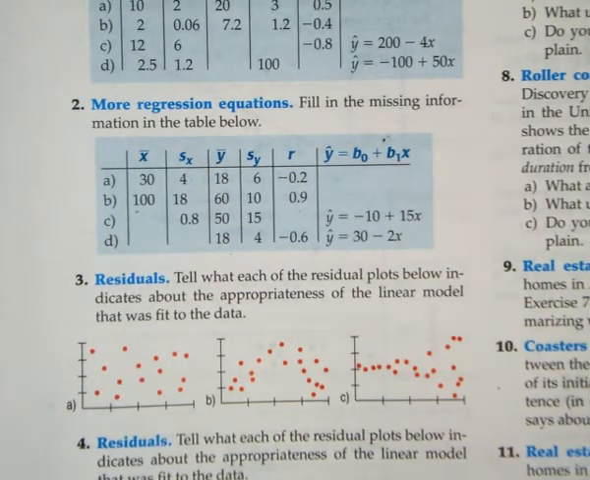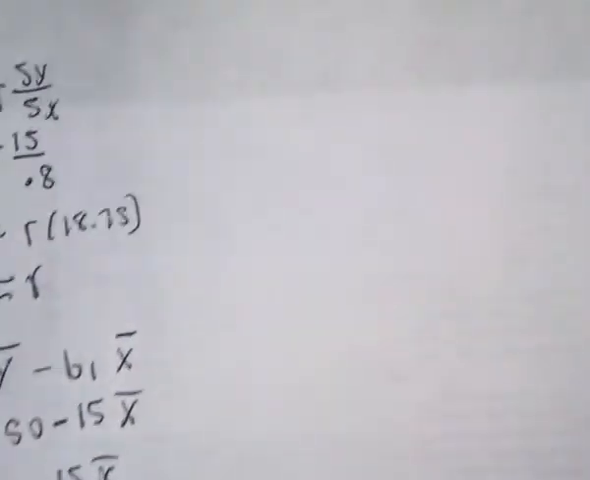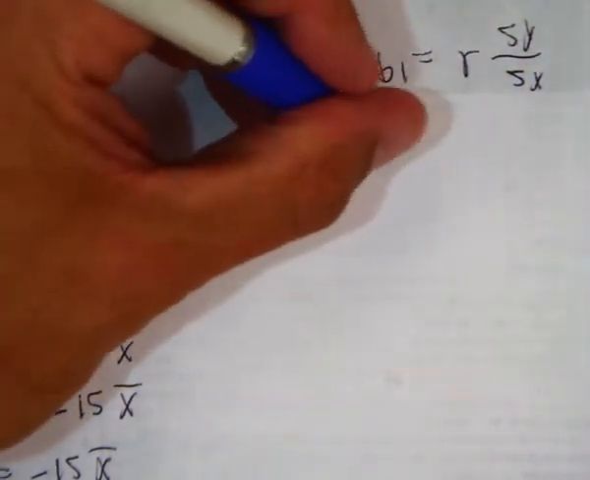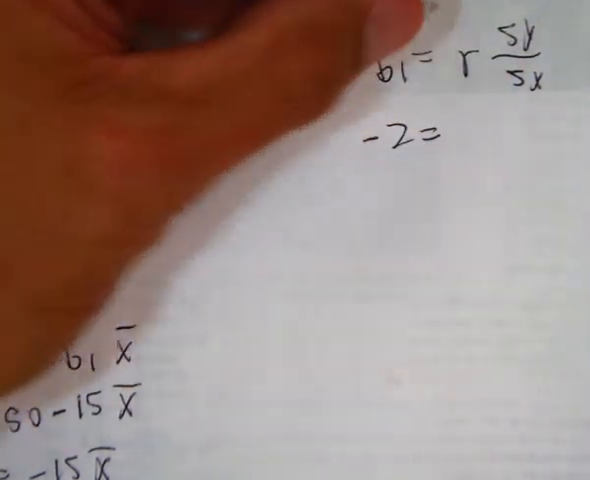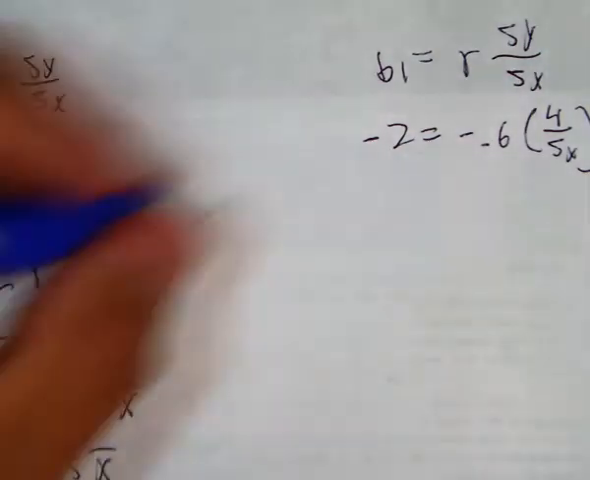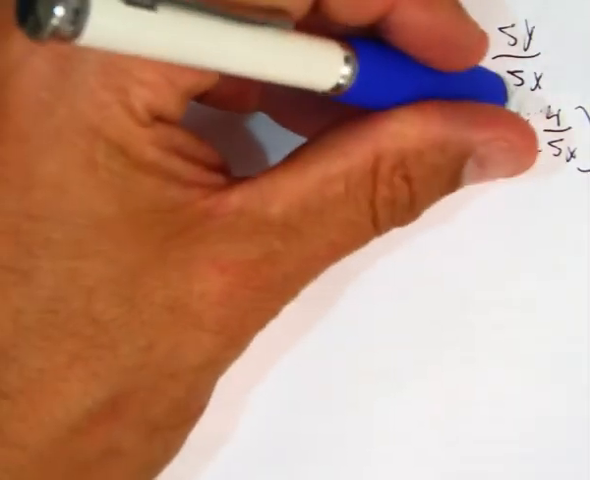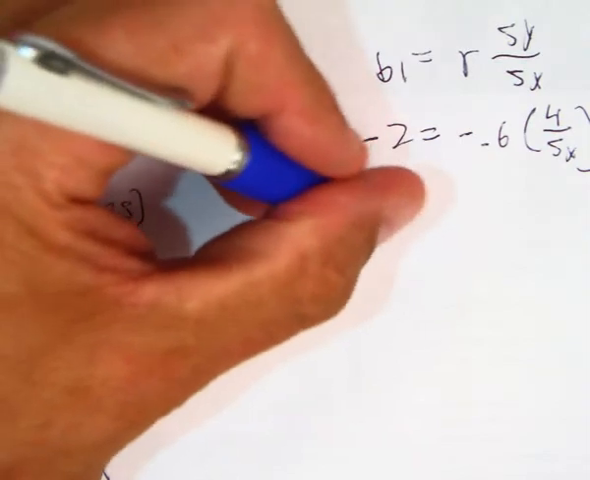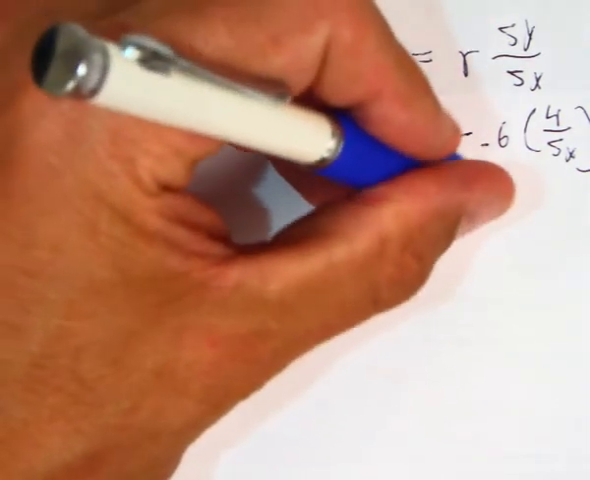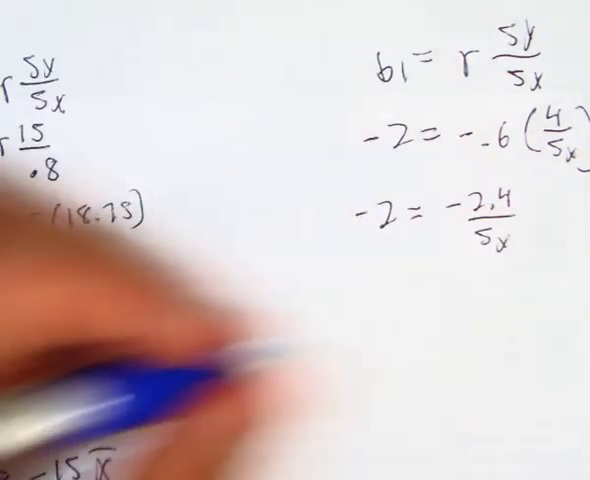Alright, well, let's find s of x first. So the only equation that we have that uses s of x is this guy right here. So we know that b sub 1 is negative 2. We know that r is negative 0.6. We know that s of y is 4. We do not know what s of x is. Okay. I'm going to multiply negative 0.6 times 4. So that comes out to negative 2.4 over s of x.